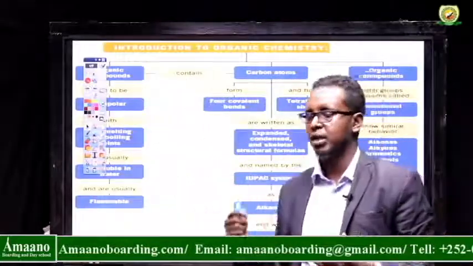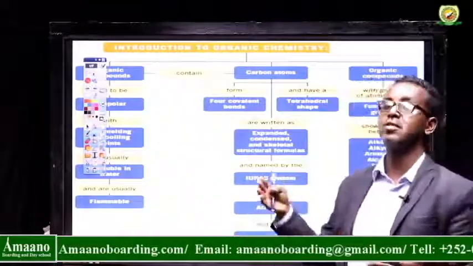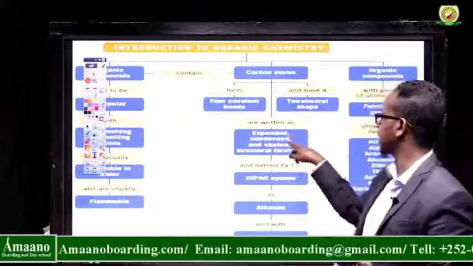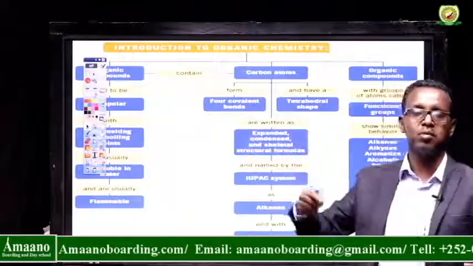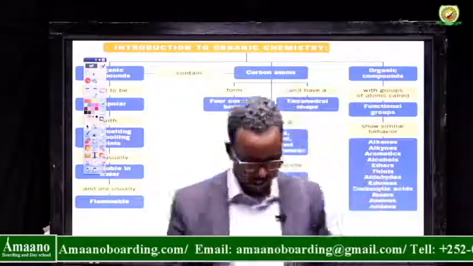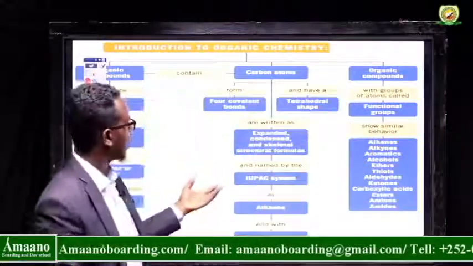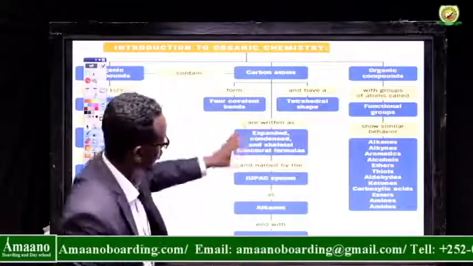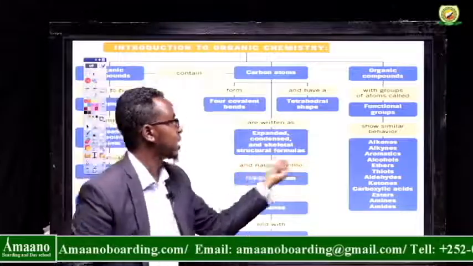Types of formula. Organic compounds can be written in different formulas. They are what we call expanded, condensed, skeletal structure, or what we call displayed formula, general formula, and what we call ball and stick formula. So they have so many formulas. Don't worry about that. We shall see. And how can I name them?